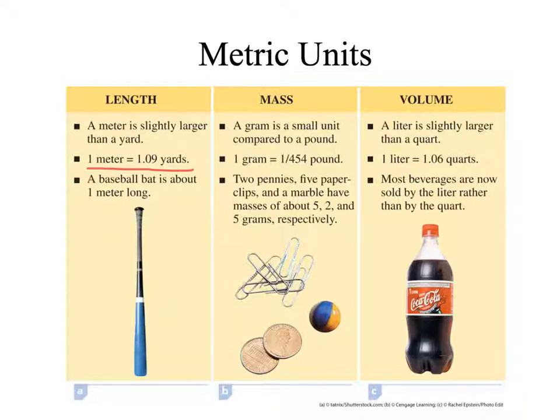In terms of mass, we said that a gram is a unit that we use in the metric system, but in the English system we use pounds. Well, a gram is much smaller than a pound, and you can see that a gram is actually 1/454th of a pound. And so thinking about weights and masses, 2 pennies, 5 paper clips, and a marble have masses of 5, 2, and 5 grams respectively. So nowhere near what the mass of a pound would be.